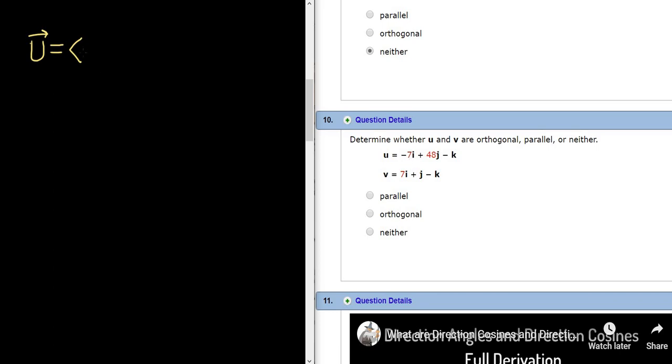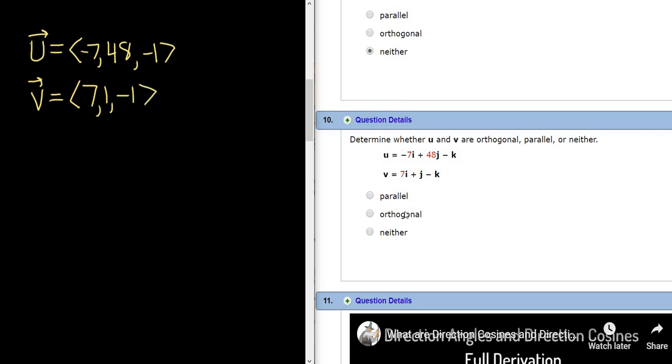So we have -7, that's the first component. It's the number in front of i hat, and then 48, good stuff. And then -1, because we have negative k hat, so there's a -1 there. So that's our z component. And then v will be 7, and then 1, and then -1.